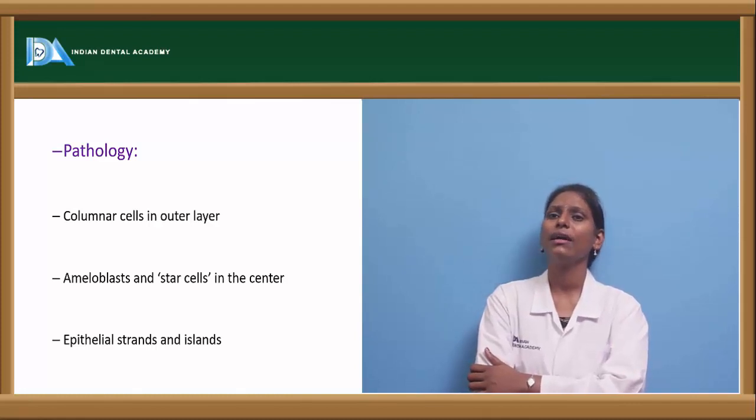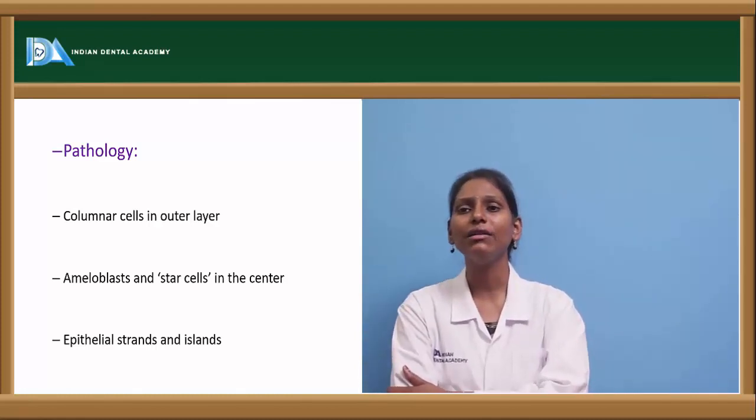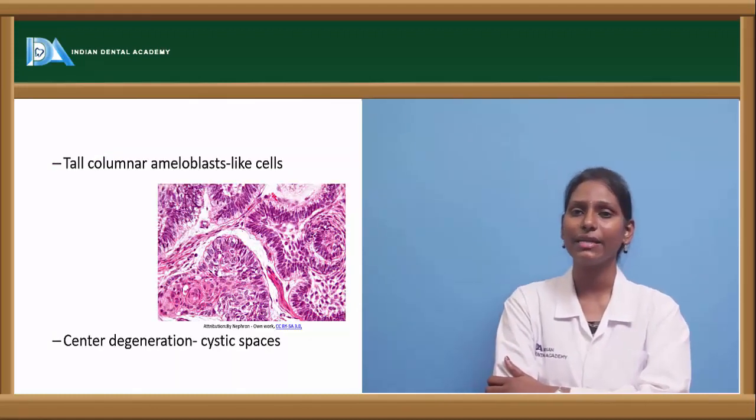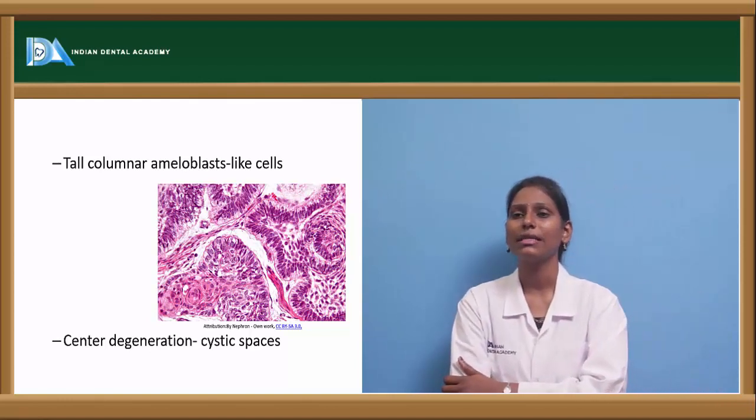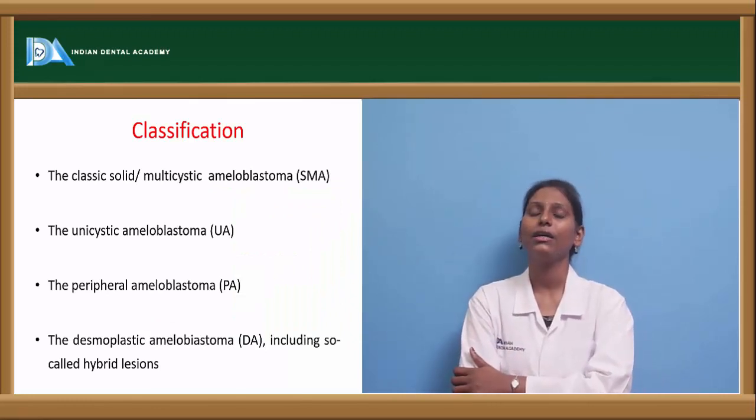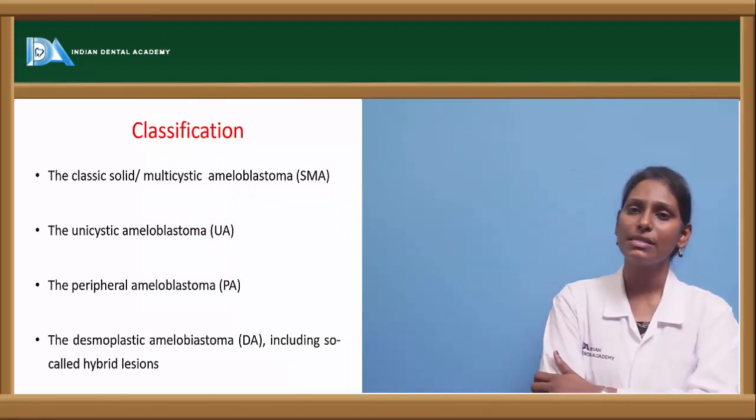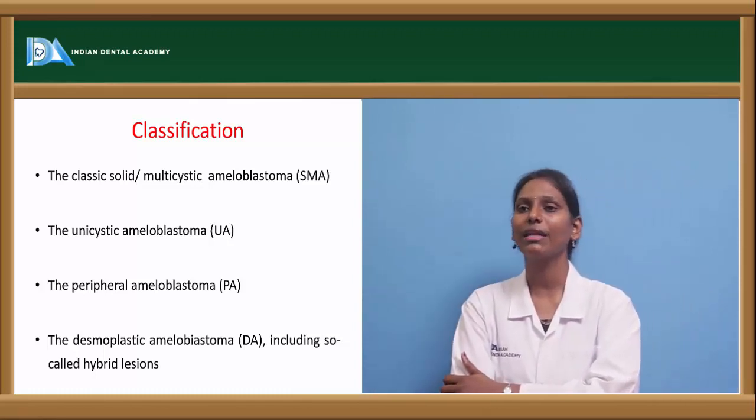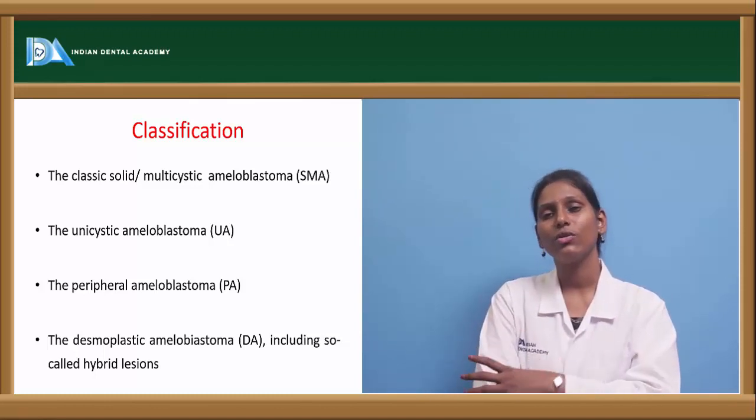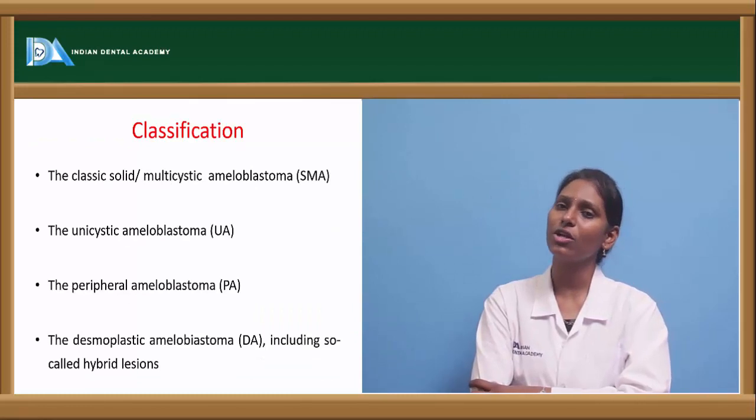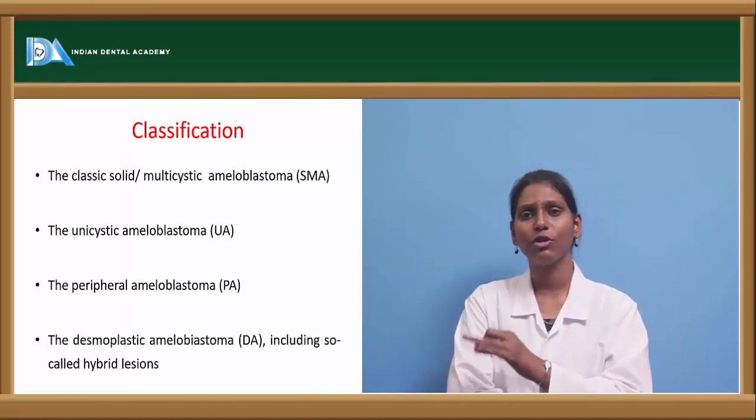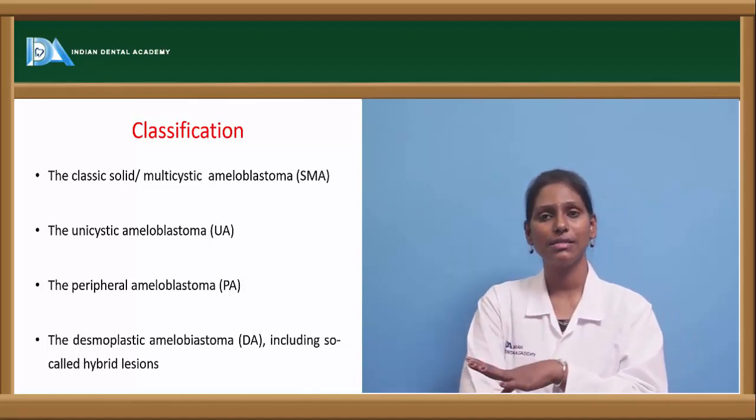Coming to pathology, we see a columnar cell layer in the outer layer, whereas stellate reticulum or star cells can be seen in the center, with epithelial strands and islands. Tall columnar ameloblast-like cells are present, with central degeneration showing cystic spaces. Ameloblastoma is usually classified as unicystic ameloblastoma, peripheral ameloblastoma, classic solid multicystic ameloblastoma and desmoplastic ameloblastoma, which also includes hybrid lesions. Histopathologically, we have follicular, desmoplastic, granular and cystic ameloblastoma.